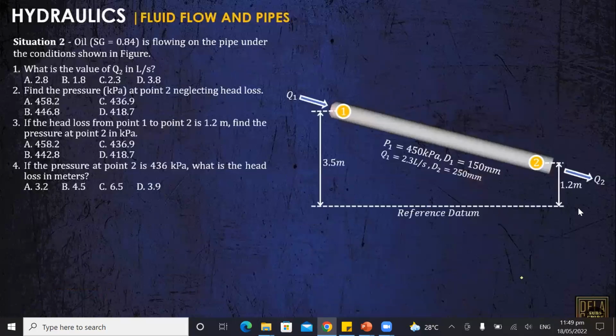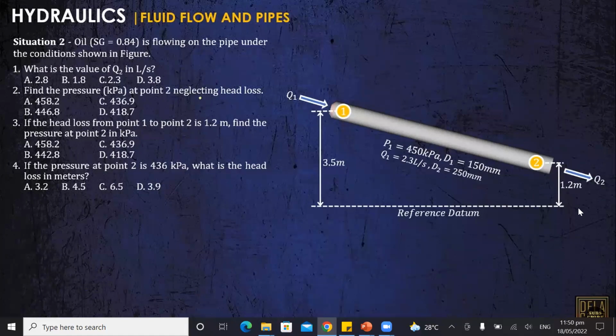The oil is flowing in the pipe under the conditions shown. In this figure, we have the reference datum here and the elevations at points 1 and 2, 3.5 and 1.2 meters. Okay? The given is the pressure at point 1, 450, the discharge at point 1, 2.3 liters per second, the diameter at point 1, and the diameter at point 2. What is the value of Q2 in liters per second?